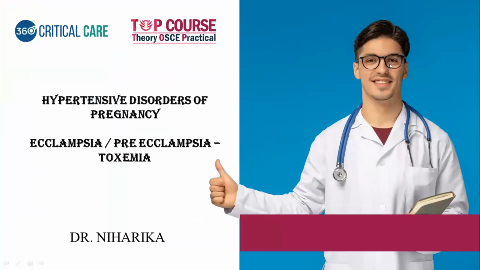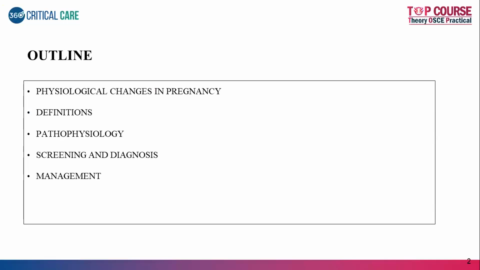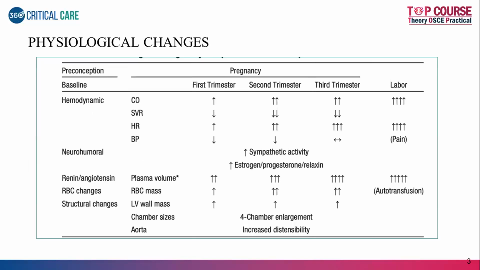So the remaining part of poisoning will be continued later. So in the OBG topic, two important topics. One is eclampsia and pre-eclampsia, that is the hypertensive disorders of pregnancy, which I'll be taking, and the other one is postpartum hemorrhage. Okay. So the outline of the topic would be the physiological changes in pregnancy that are actually related to PIH, the definitions, the pathophysiology, the screening and diagnosis, and last one would be the management.